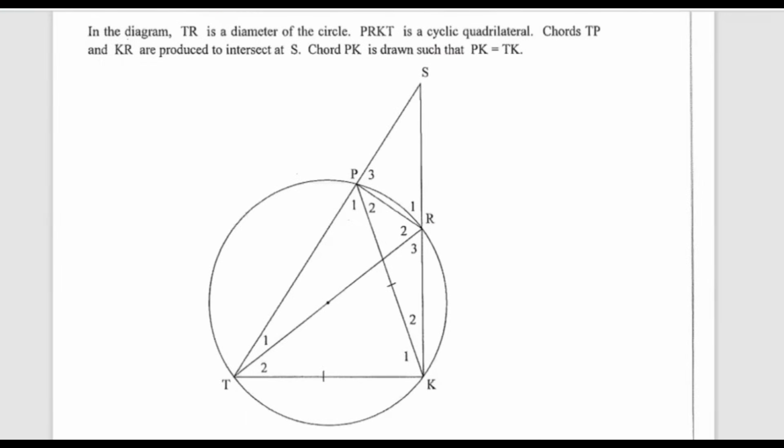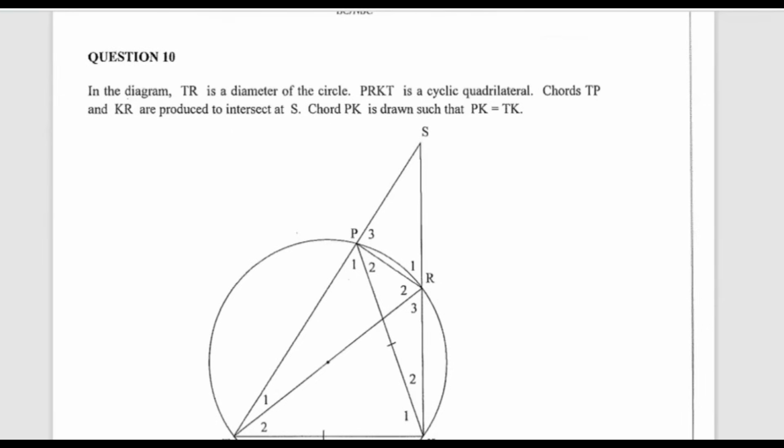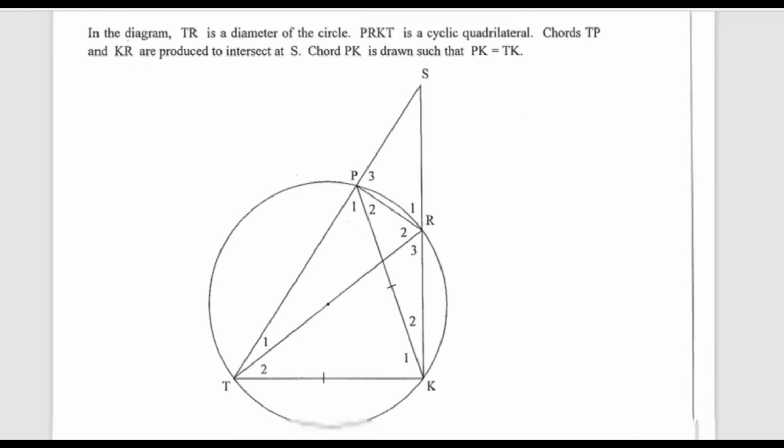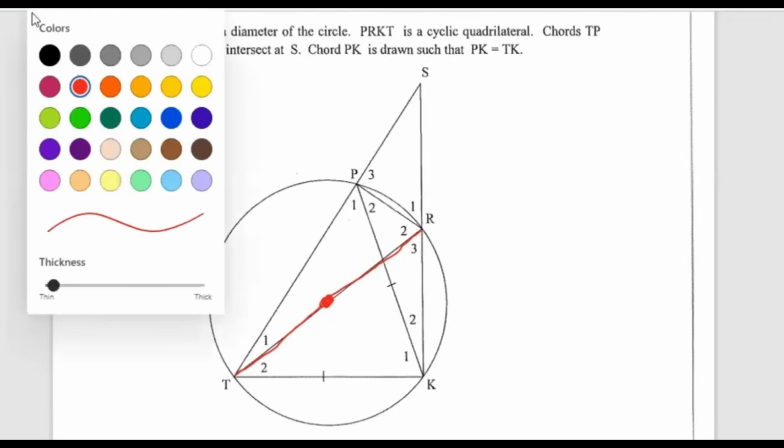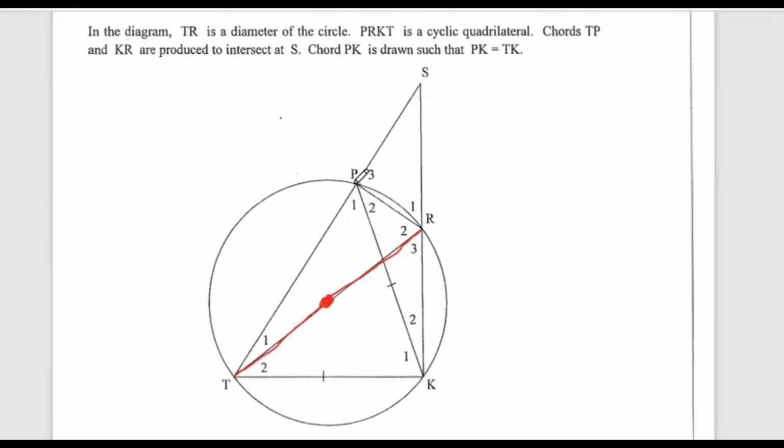Then question number 10. They're telling us that in the diagram, TR is a diameter. It's here. This is a diameter, and K is the center. And then PRKT is a cyclic quadrilateral. Let me just highlight that.